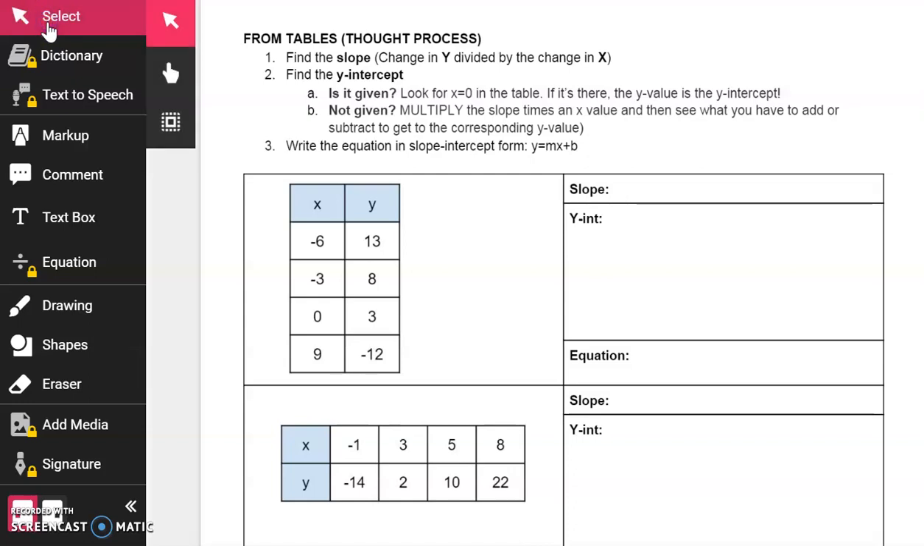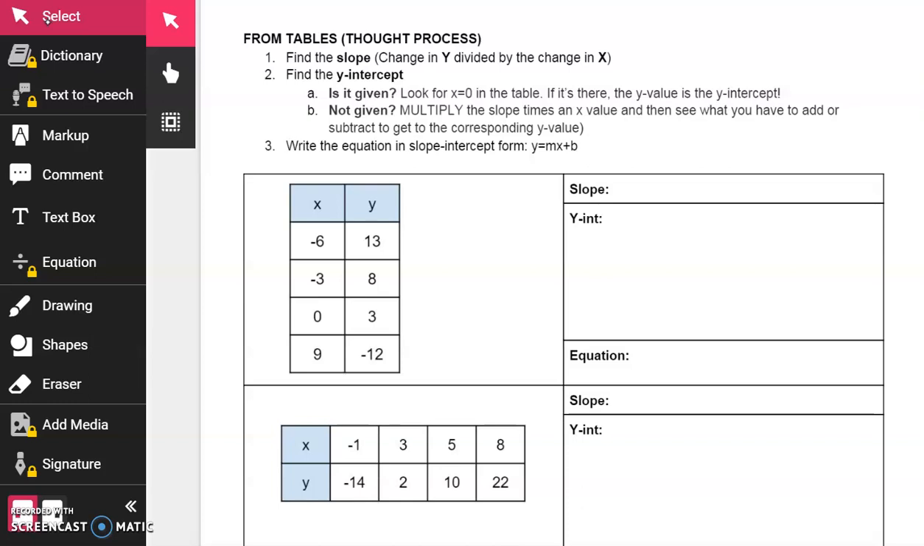Hey guys, we're going to talk about how you get slope-intercept form from tables. If you look right at the top here, we have this three-step process. So we find the slope, guys. We've already done that from tables: change in y divided by change in x. So that's not new. Finding the y-intercept might be a little bit new.